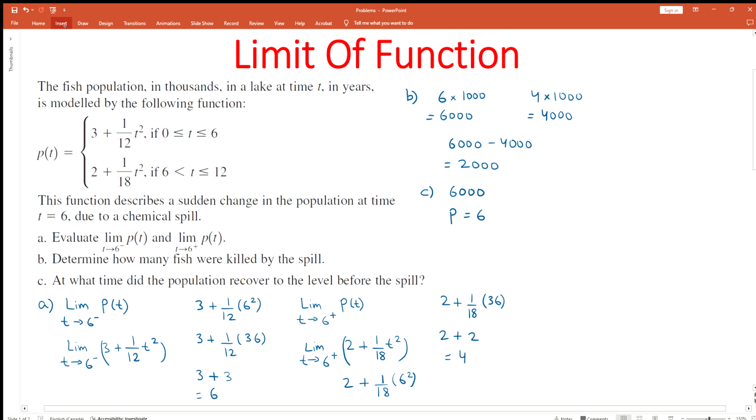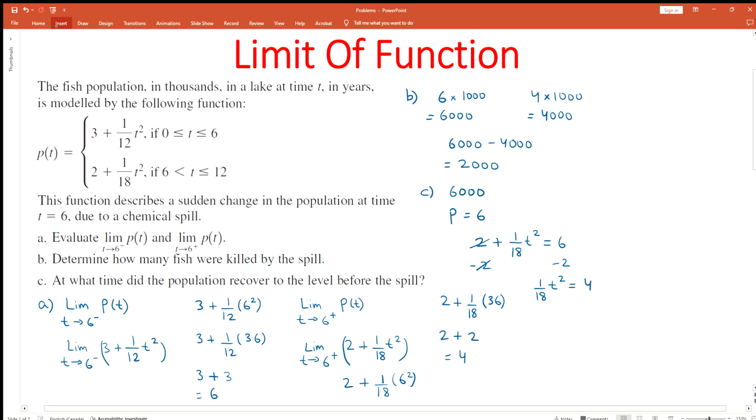For that, we should use the second given function 2 plus 1 over 18 t squared, because this function represents the population of the fish after the spill. So we have to set this function equal to 6 and solve for t. There is a very important concept we need to understand to solve this type of problem. We have to isolate t in this equation. The first step is to subtract 2 from both sides. Six minus 2 is 4.